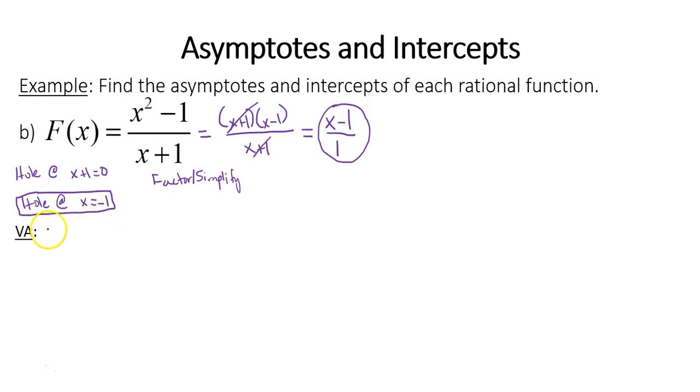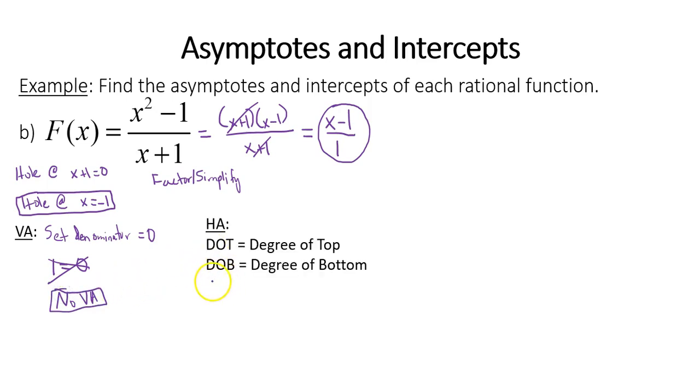For the vertical asymptote, we set the denominator equal to 0. Well, guess what? You look at the simplified format. You set 1 equal to 0. That's pointless. You can't do anything with that. So there's no vertical asymptote in this case.